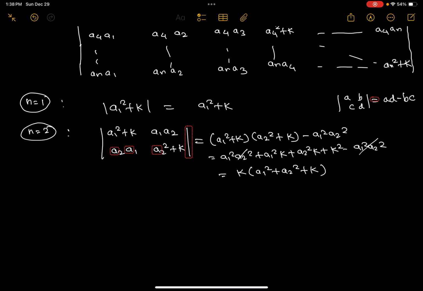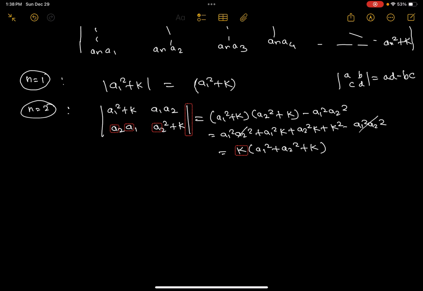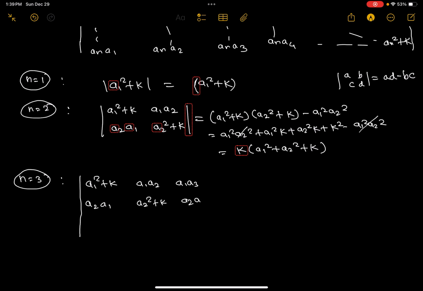We cannot really see a pattern right now among n equals 1 and n equals 2. There's a little pattern, there's the square plus k, but other than that, it doesn't really seem like there's one, right? Okay, let's go with n equals 3 and hope that we will see some pattern. It's not necessary that we will see one, but if we see it, then that's good. Otherwise, we need to go on exploring other ideas. a2 a1, a2 square plus k, a2 a3. Now again a3 a1, a3 a2, a3 square plus k, right? Okay.